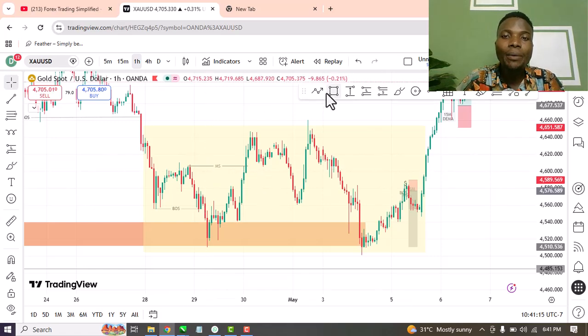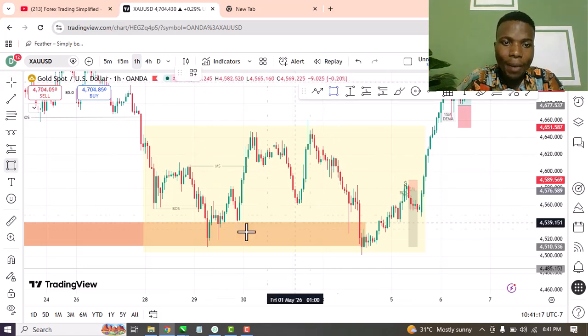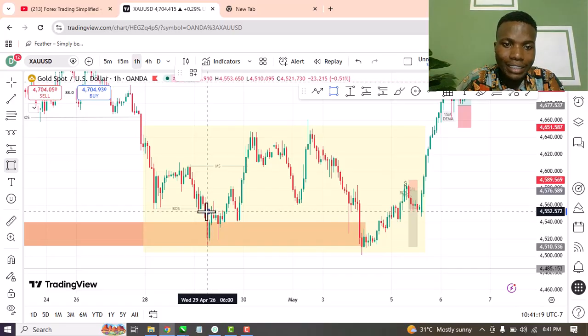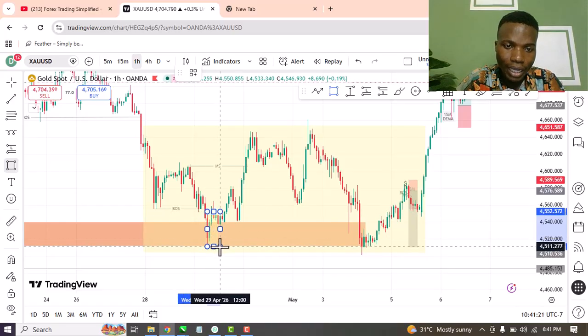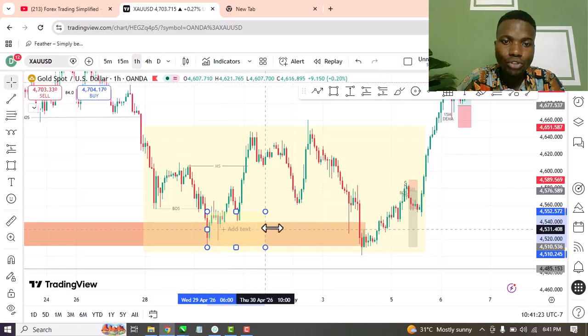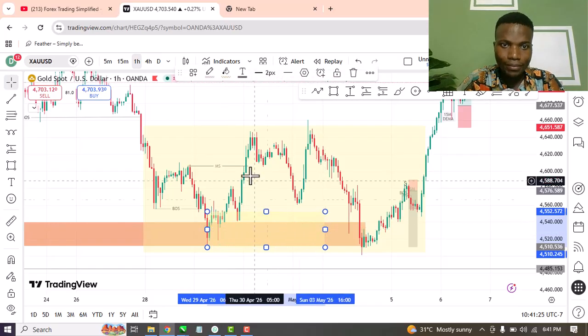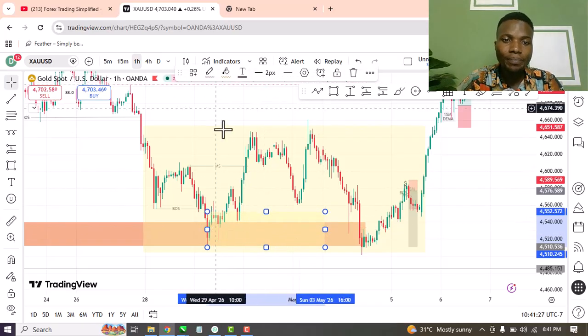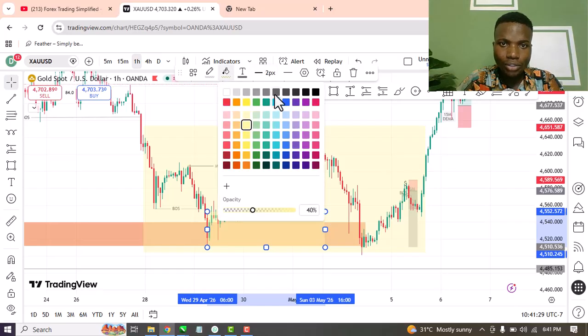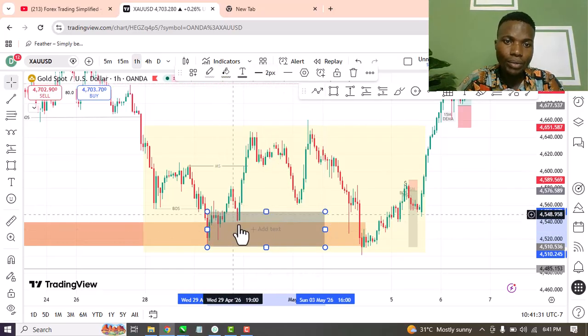So what I want to do is mark out the last selling candle that failed. The last selling candle that failed, I want to draw it to the right side. So right now, let me change that. So you can see that.